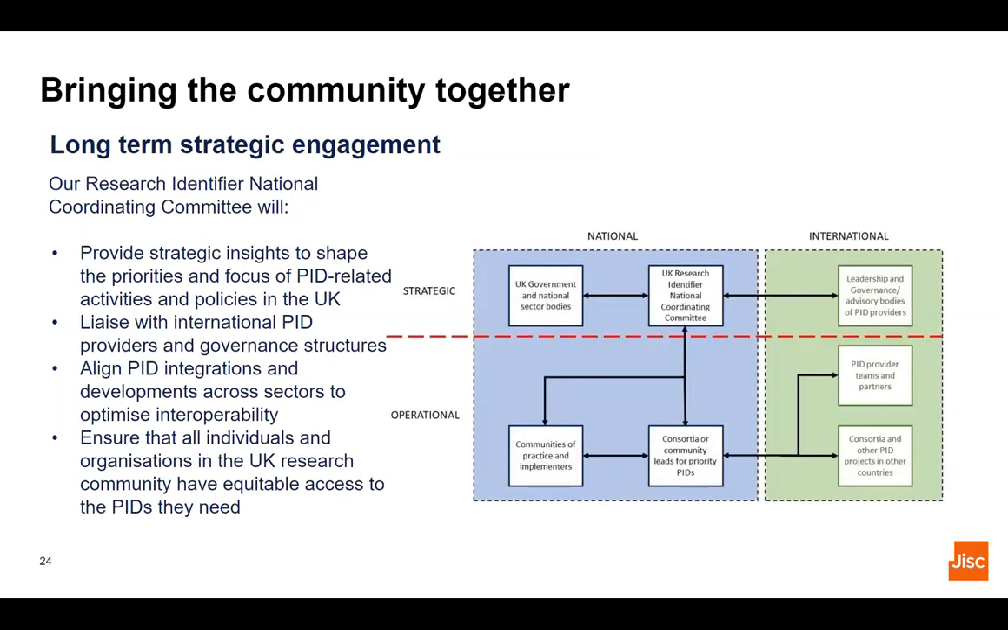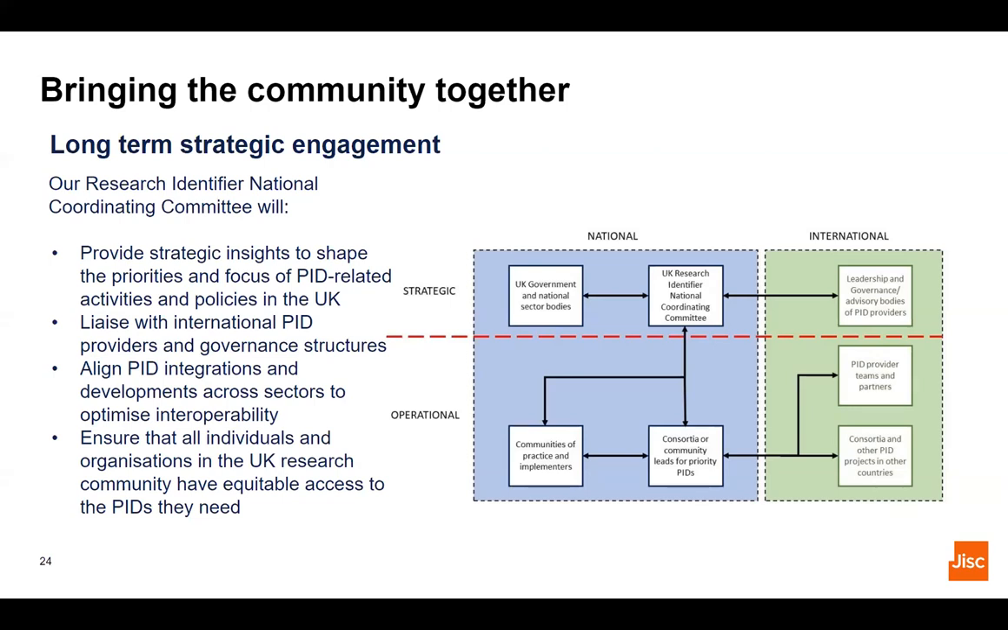And overseeing this consortium development, which is at a very exploratory stage, as I said, we're establishing a longer-term strategic engagement. So we've had a stakeholder group which has been guiding our work in the project, but we're establishing a long-term research identifier national coordinating committee. And this will be engaging with the UK government and international partners, whether that's governance or the advisory bodies of international PID providers, but it will also liaise within the UK at the operational level with the consortia or community leads for the priority PIDs and community of practice implementers.